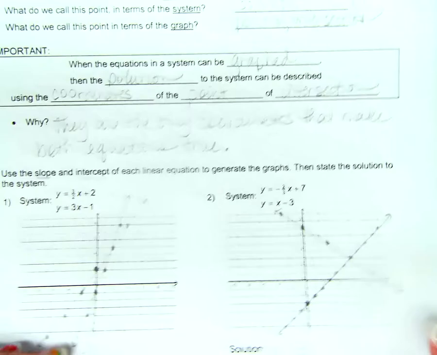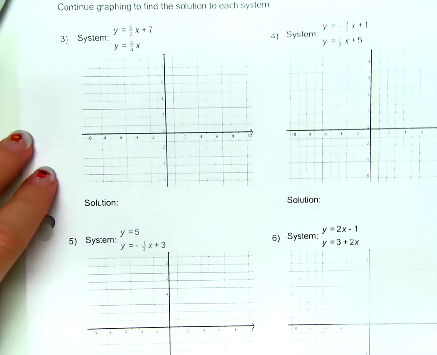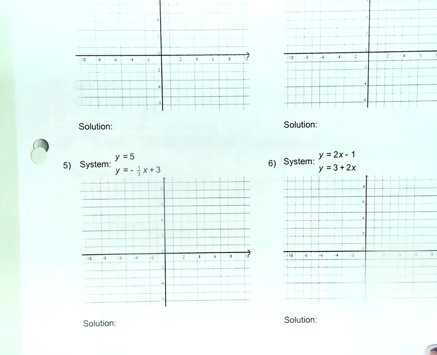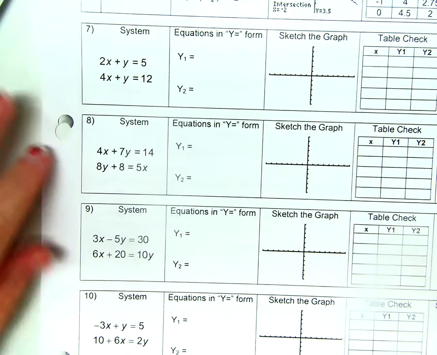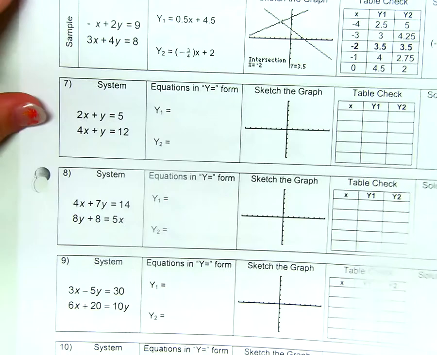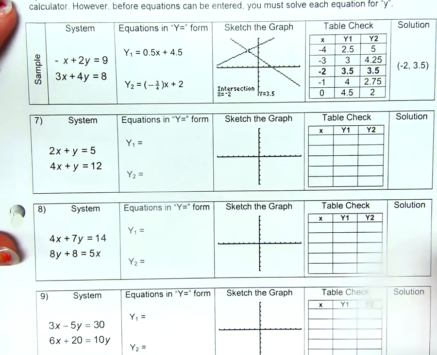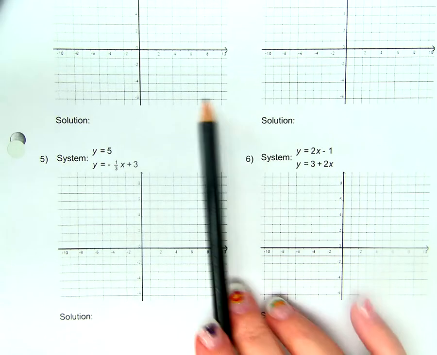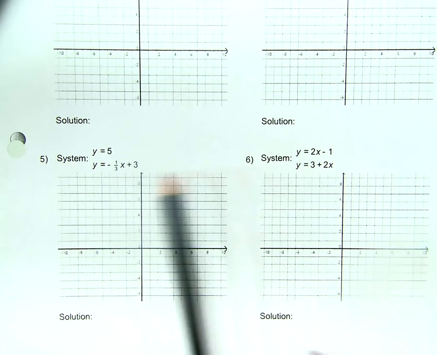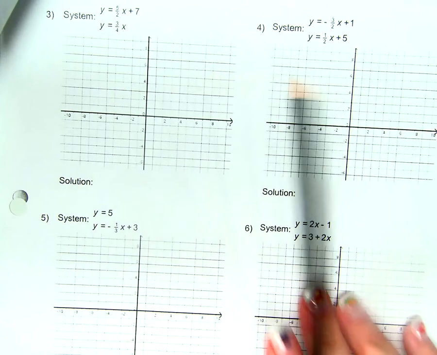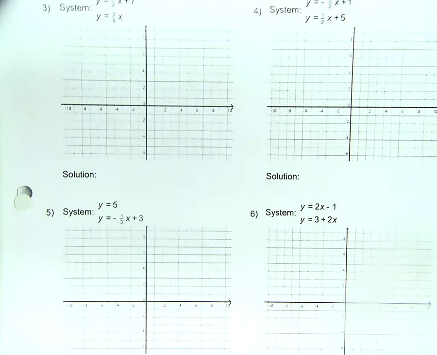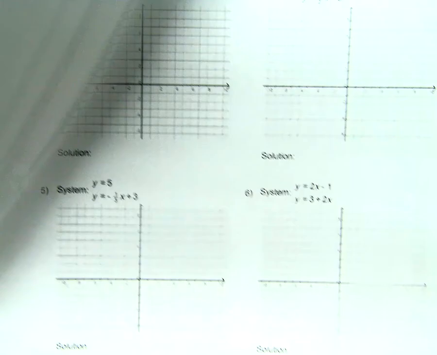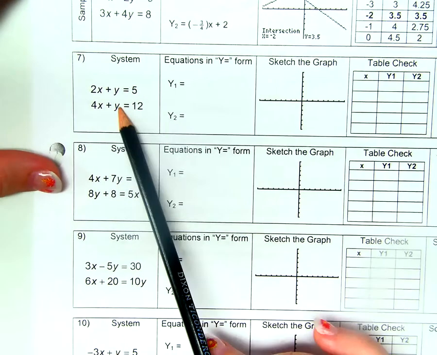Okay? So you have 3, 4, 5, 6. Got it? Now, I put this next page in here for 2 reasons. The first reason is because all of these 3, 4, 5, and 6 are all y equals. Every single one of them. Is every single line you're going to have to graph y equals? No. So I put this page in here because none of these are y equals.